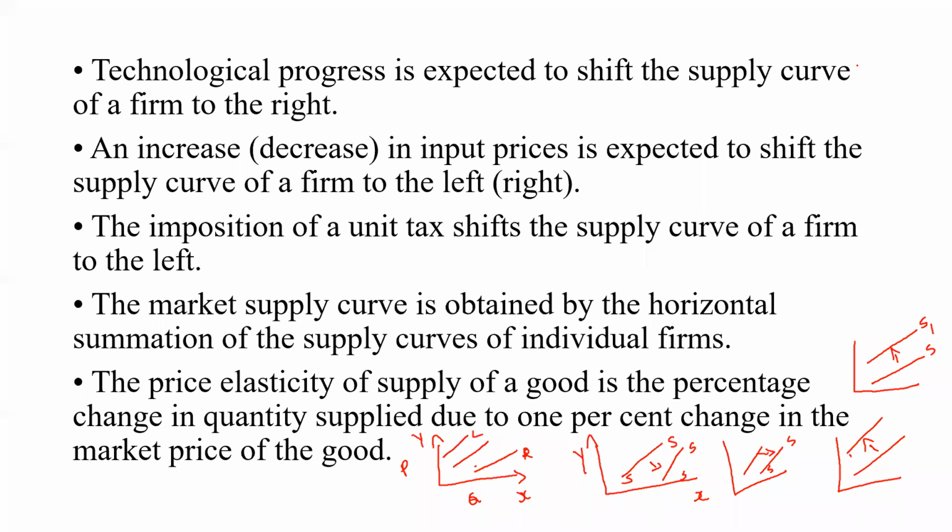So remember, when it comes to the determinants of firm supply curve, 3 concepts we are going to study. One is technological progress, one is input prices, and one more is the unit taxes. Technological progress is going to shift the curve towards your right side. And the other remaining two, input prices and unit taxes, which side is it going to shift? Very good. It is going to shift towards your left side.